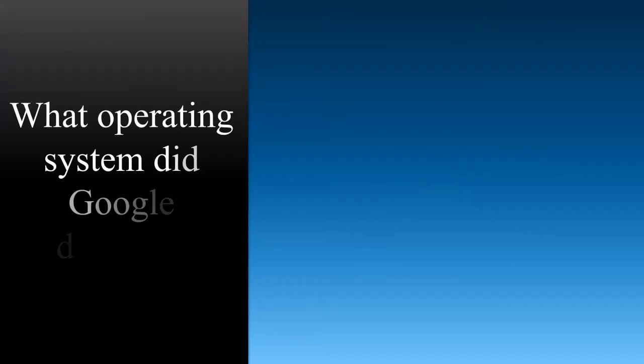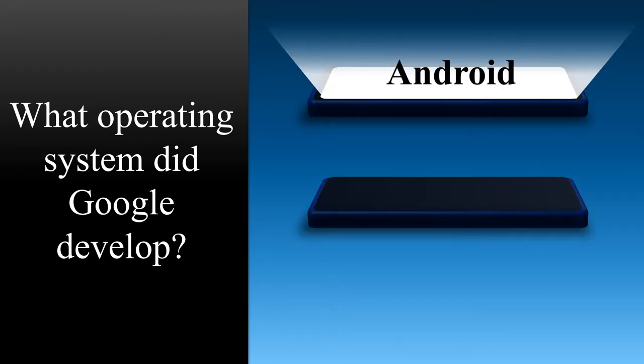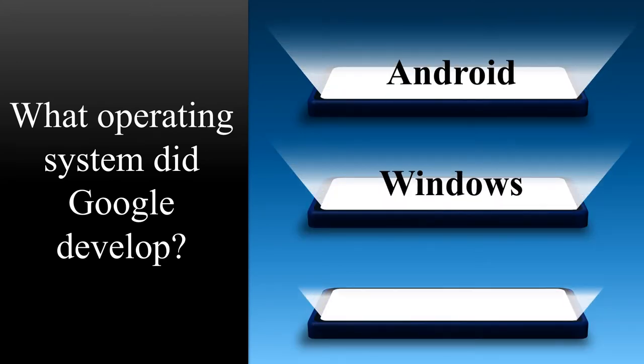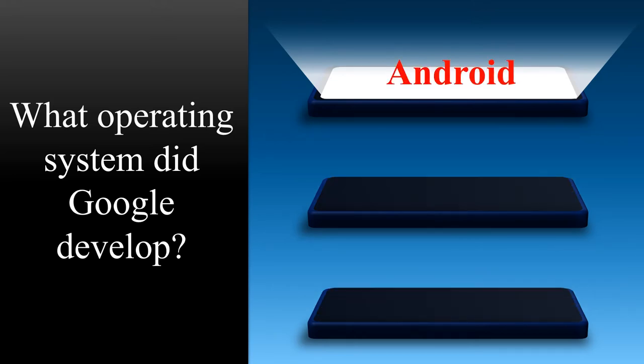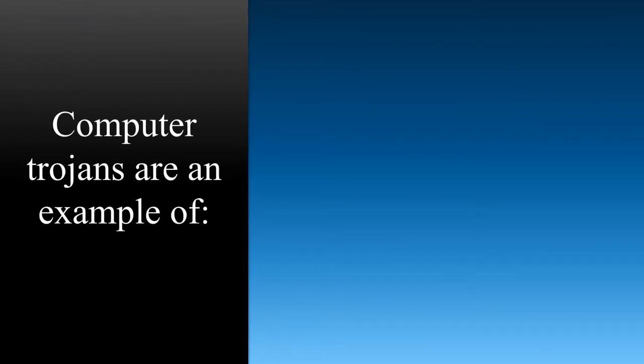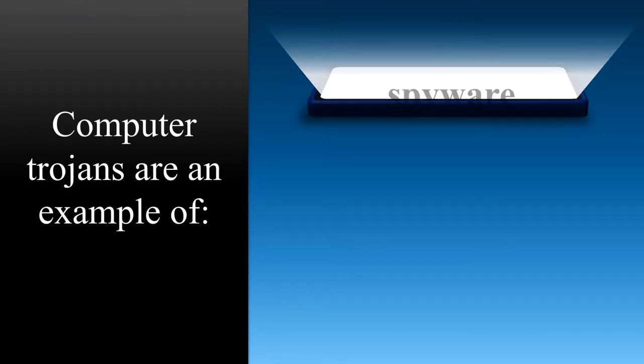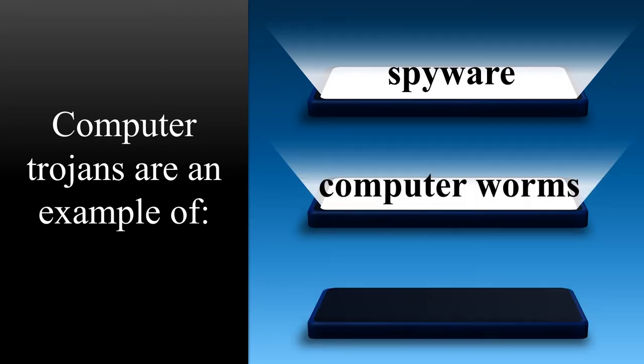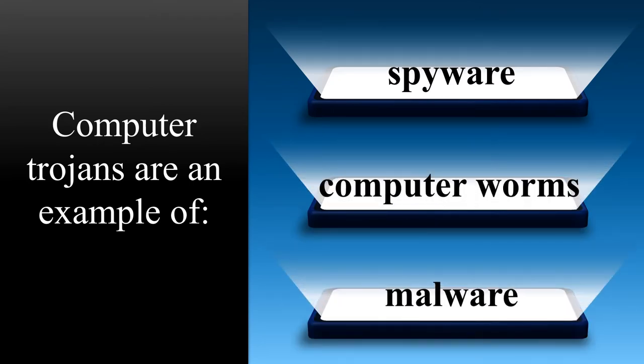What operating system did Google develop? Is it Android, Windows, or iOS? Computer Trojans are an example of. Is it spyware, computer worms, or malware?